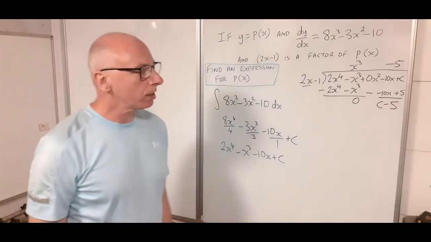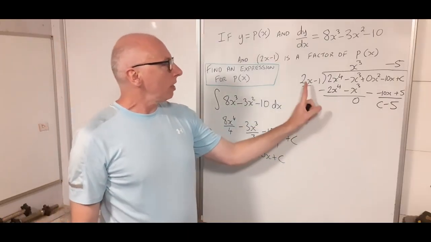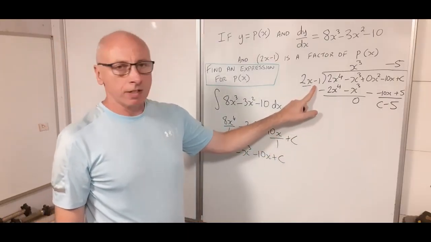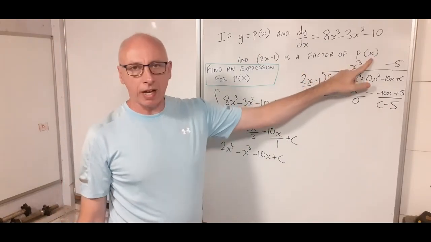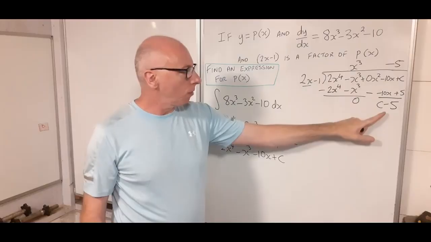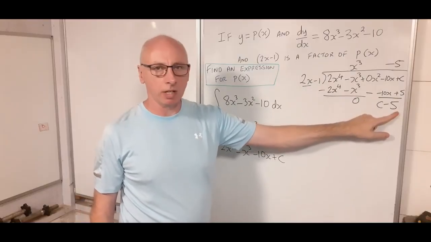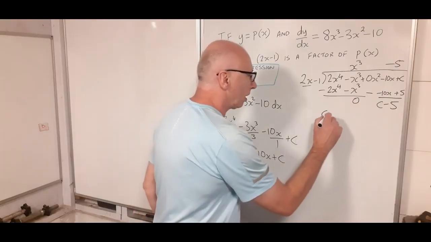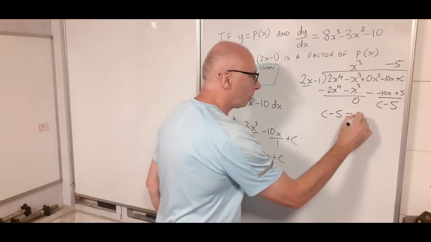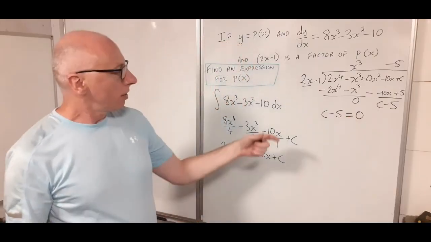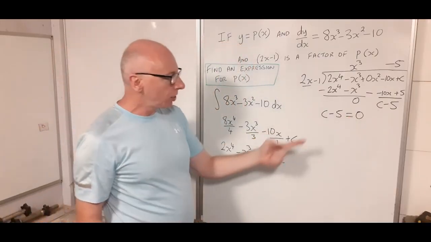Now here's the key to this question. For this to be a factor of a polynomial p of x and to be bona fide, what we need is for this to be 0. We need a remainder of 0 here. So basically what we've got is c minus 5 should equal 0. So we can see clearly now that c should be 5.